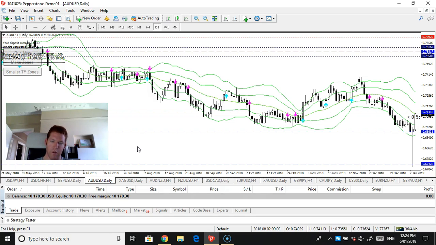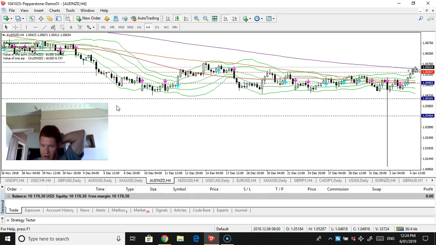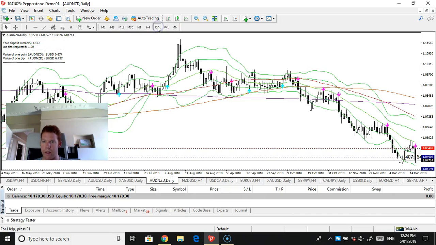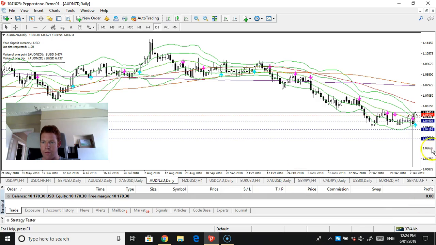Aussie dollar short, and what was the previous one? USD CAD short. Let's have a look at now the Aussie Kiwi actually as a breakout too. So Aussie Kiwi as a long potentially is what I'm looking at as well. So this is like early stages breakout. We've seen a lot.